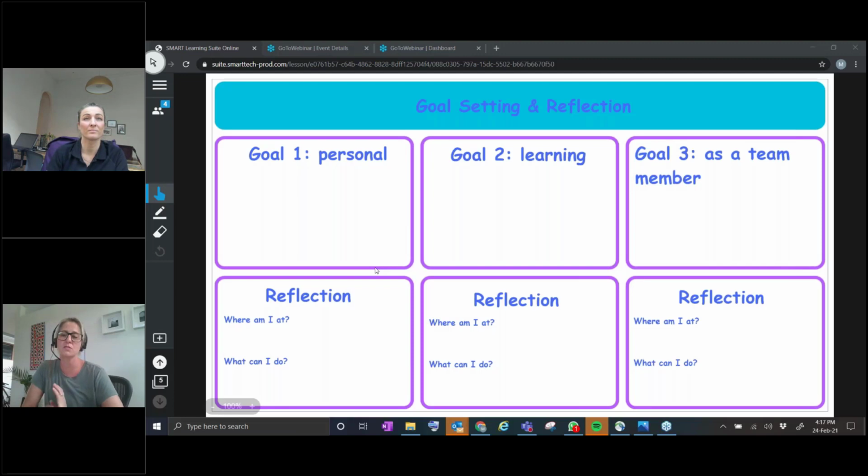So we'd often do that together at the beginning of the year, but by the end of the year, they're doing this and they're loving it too. They really want to get into it and reflect on the day that they've had.